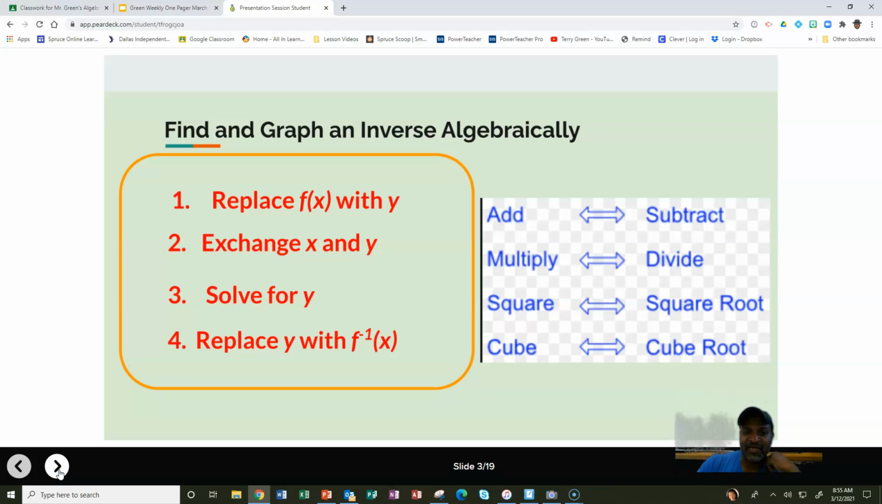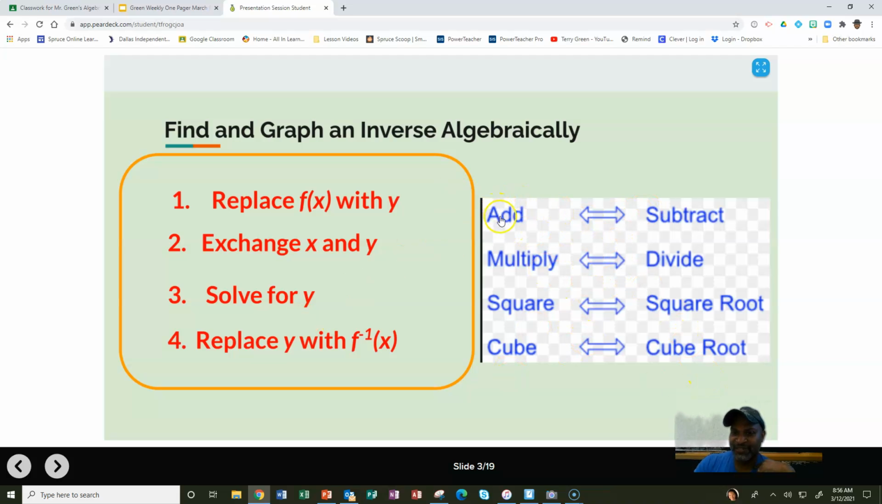On this slide, this is the main thing that we want to do today. We want to find and graph an inverse function algebraically. So the first thing we're going to do with all these examples is replace the f of x with a y. Then we're going to switch the places of x and y. Then we're going to solve the equation for y, and that's where you'll need these inverse operations.